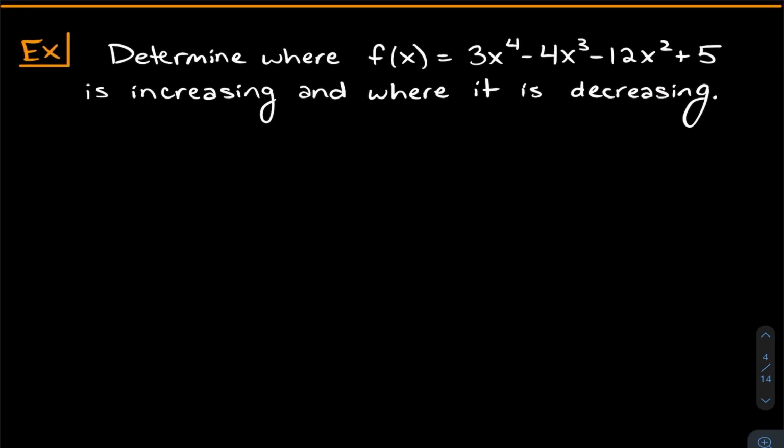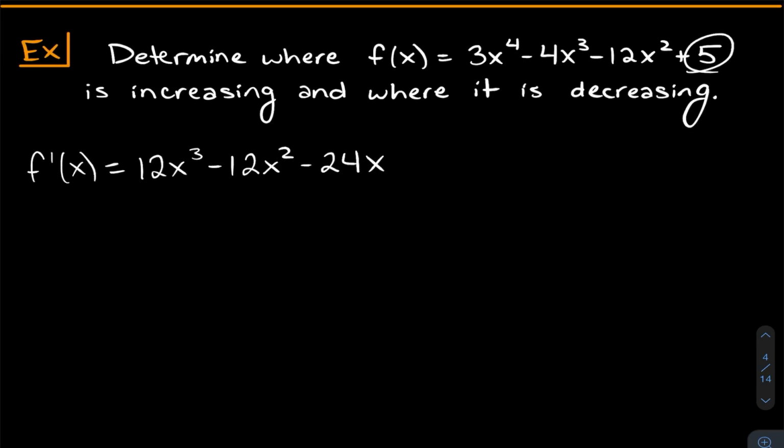In this example, we're going to determine where this function, f of x, is increasing and where it is decreasing. This is going to take a little bit of elbow grease to get right, but it's not that bad, I promise. So what we're going to do first is take the derivative, because the derivative is the key to everything here. The derivative here would be just a bunch of power rule: 12x cubed minus 12x squared minus 24x, and the derivative of a constant is 0. So now we have the derivative.